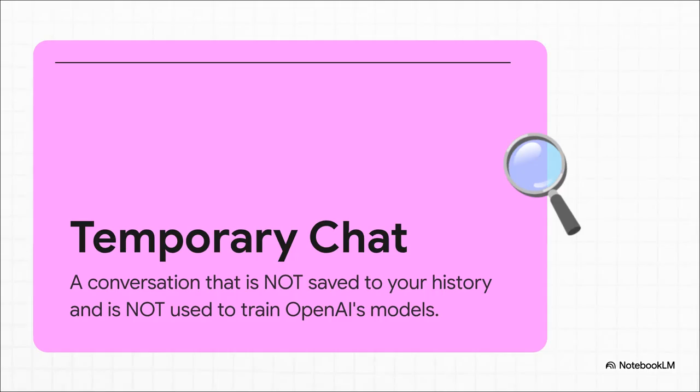So a temporary chat is basically like hitting the incognito button for your conversation. It's not saved to your chat history. And, this is huge, it won't be used to train the AI models. Once you close that window, poof, it's gone. It's designed from the ground up to be completely temporary.